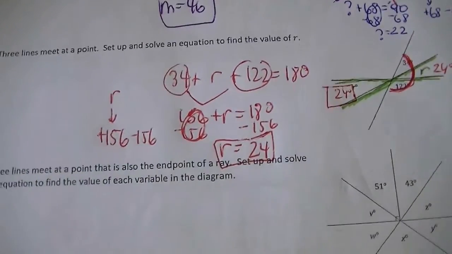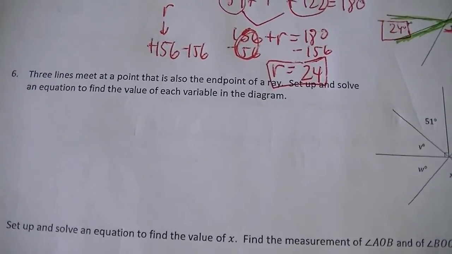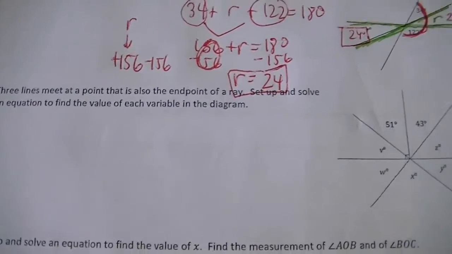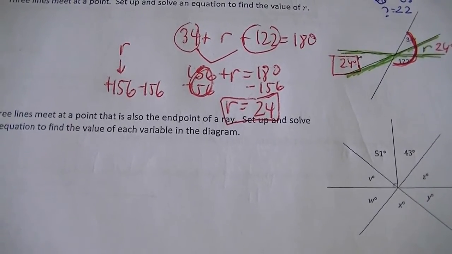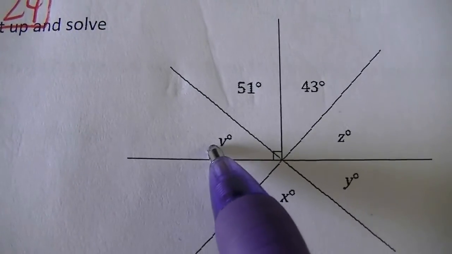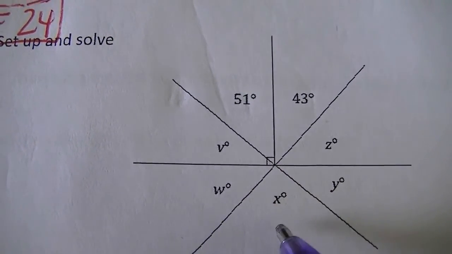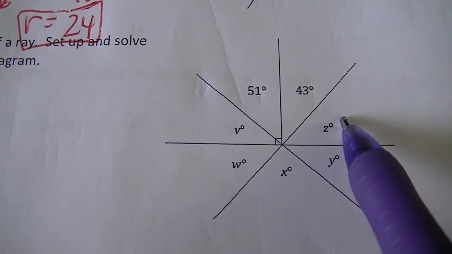All right, the next problem. It says, three lines meet at a point that is also the endpoint of a ray. Set up and solve an equation to find the value of each variable in the diagram. So we got to find v, w, x, y, and z.